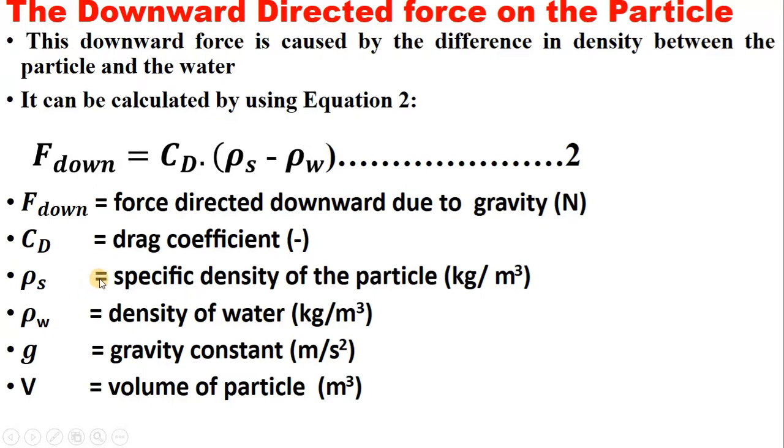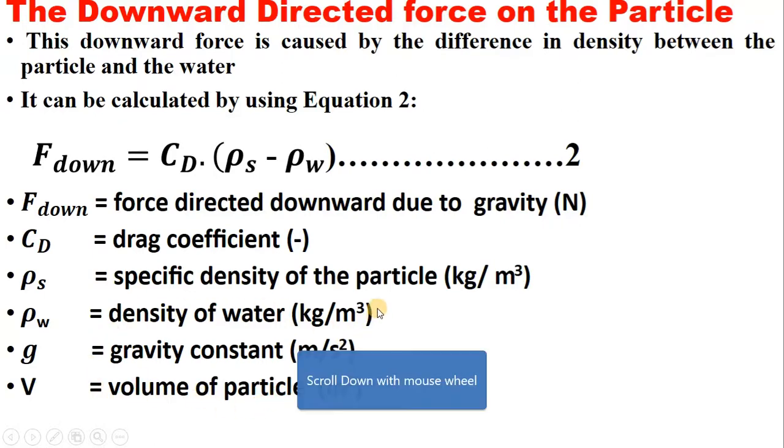Then rho S is equal to the specific density of the particle, which is in kilogram per meter cube. Rho W is equal to the density of water, which is in kilogram per meter cube, whereas g is the gravity constant, which is in meter per second square, where V is the volume of the particle, which is in meter cube.